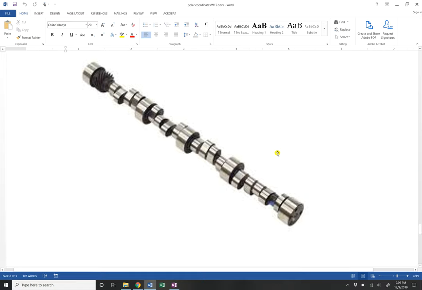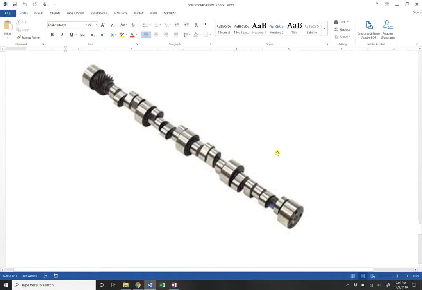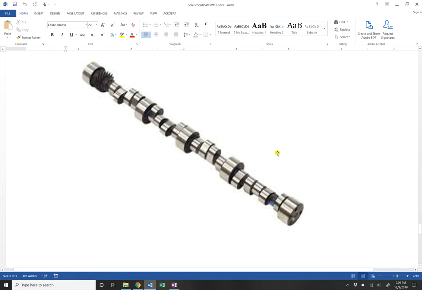What did you say? It's a camshaft. Yep, it's the shape of the cams. So the camshaft in your car lifts and puts down your valves to allow your gas mixture in and your exhaust out at certain times.